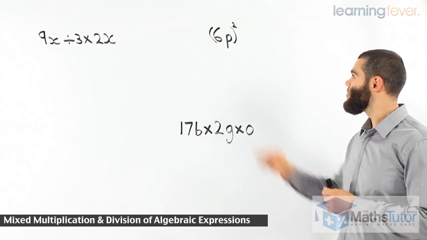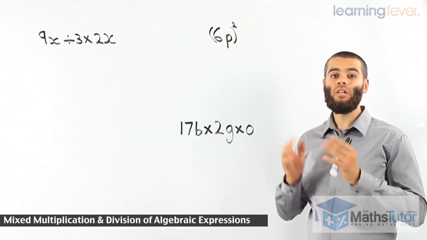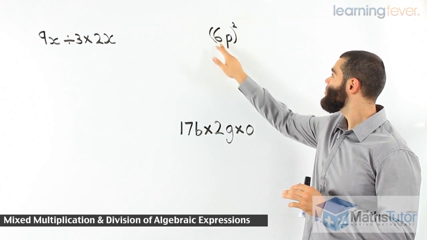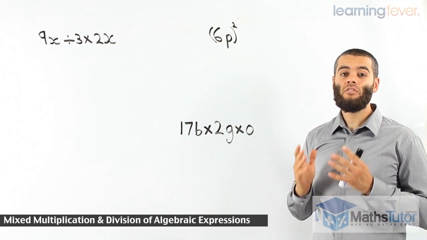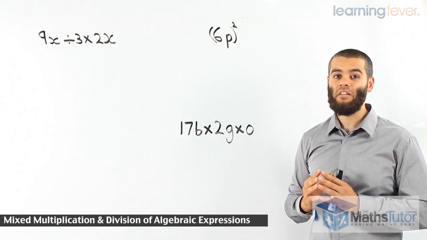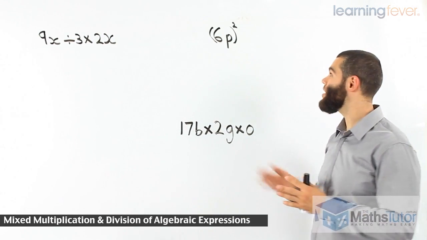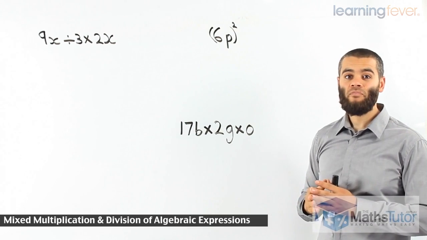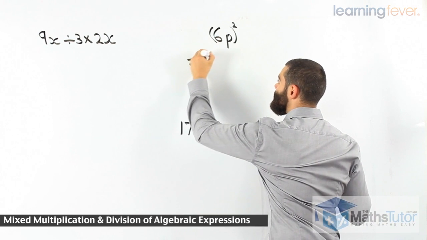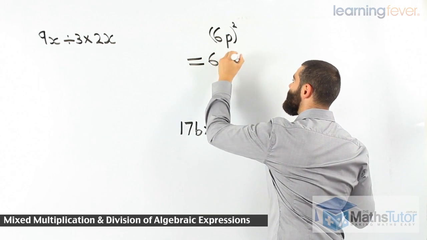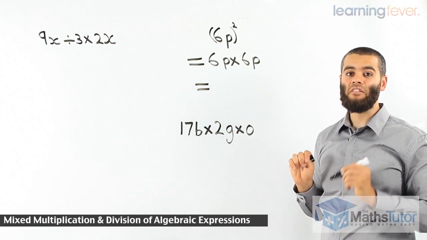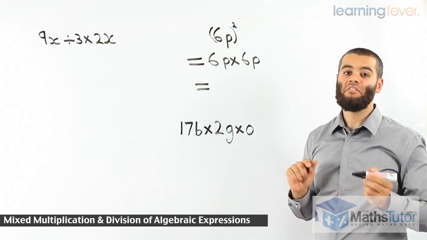The first one we have 6p all in bracket squared. You notice everything is squared. The 6 times p, which is 6p, everything is squared. What does squared mean? It means times itself. So 6p, everything in bracket squared, means 6p times 6p. So in reality, it is written like that. So 6p all in brackets squared is really 6p times 6p.